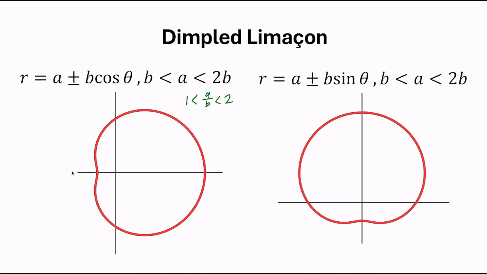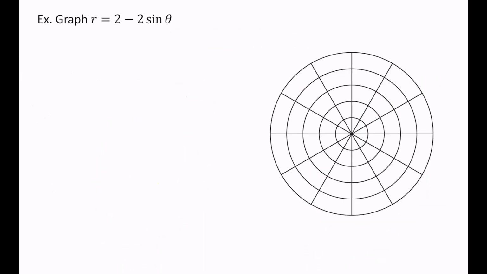So I'm kind of going to draw it back into a cardioid. Instead of a cardioid, which comes to that point like a heart, right? It has moved on. So now it just forms this little dimple. And of course, the other version, r equals a plus or minus b sine theta. Because it involves sine, it is more oriented up and down, versus the one that involves cosine, which is left and right. Let's look at an example.